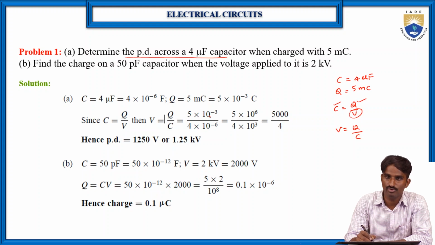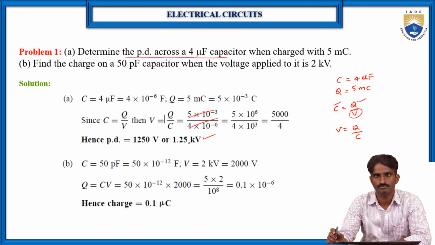So that's 5 into 10 to the power of minus 3. And C here is 4 microfarads. Micro means 10 to the power of minus 6, so 4 into 10 to the power of minus 6. If we substitute and simplify, you will get the value. Here it is the potential difference across the plates of a capacitor having the capacitance of 4 microfarads. Here it is 1.25 kilovolts.